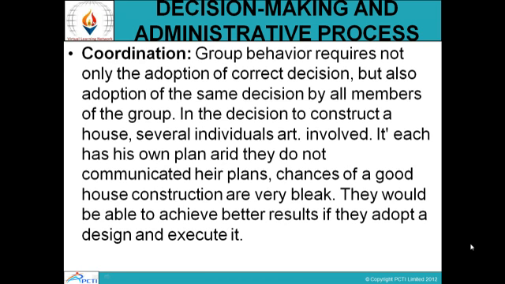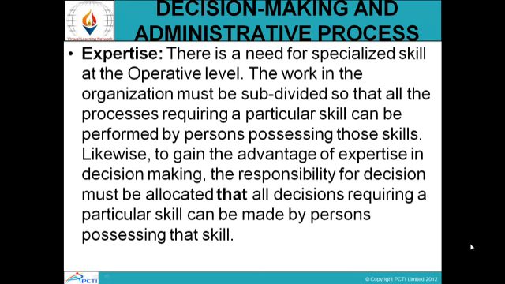Coordination is another important factor which is required in the organization. Yes, they adopt different decisions, and every decision requires a certain coordination with the others. No decision is very much different from the other because there is always a relatedness in organizational decisions. If they plan separately and do not communicate, the chance of a good house construction is very slim. So in that case, they would achieve a better result if there was good coordination in the decisions.